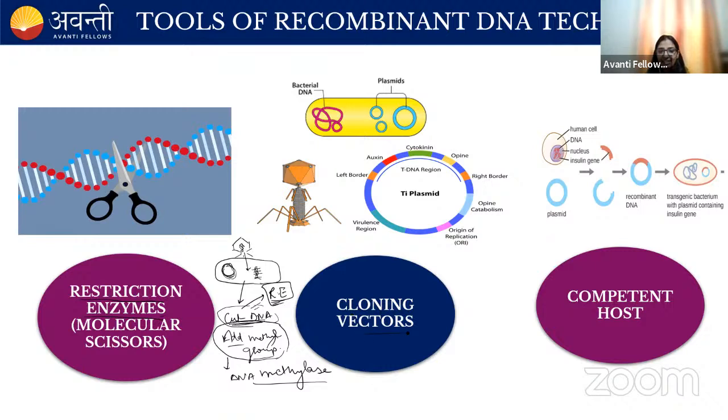Now there's a cloning vector. I told you vector is a vehicle. It acts as a vehicle or a carrier, which carries the gene of interest into the host cell. And the third one is the host cell. We require a competent host cell, so that when the vector containing the gene of interest is incorporated into the host cell, as the host reproduces or divides, the number of these recombinant DNA also increases in the host cell, and we can get the desirable product.